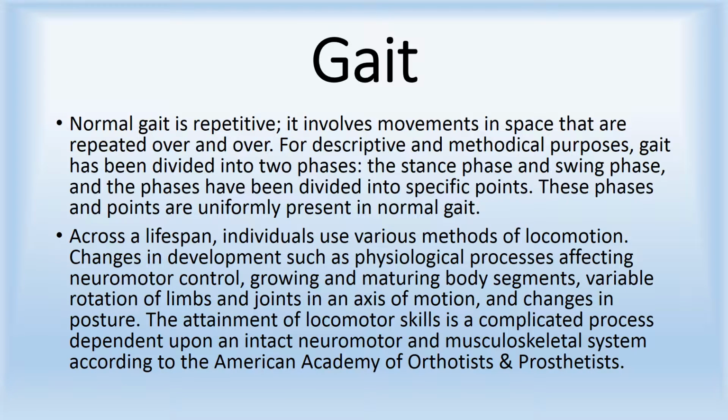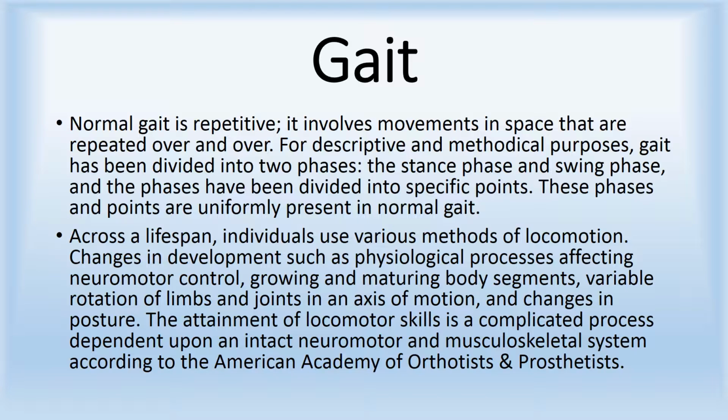A normal gait for individuals is repetitive. It involves movement in space that is repeated over and over. For a descriptive and methodical purpose, gait has been divided into two phases, which I just explained, the stance phase and the swing phase. And the phases have been divided into specific points. These phases and points are uniformly present in normal gait.